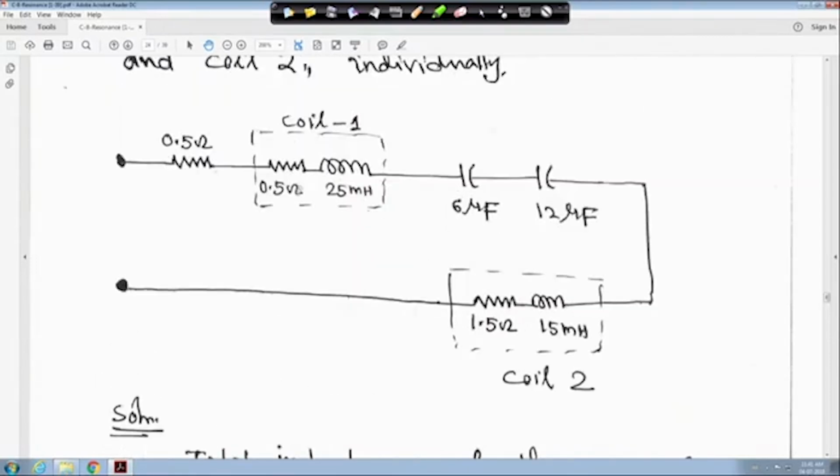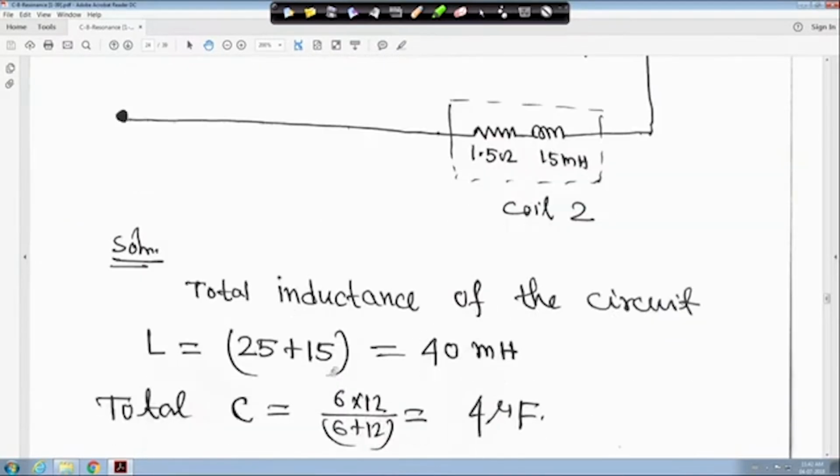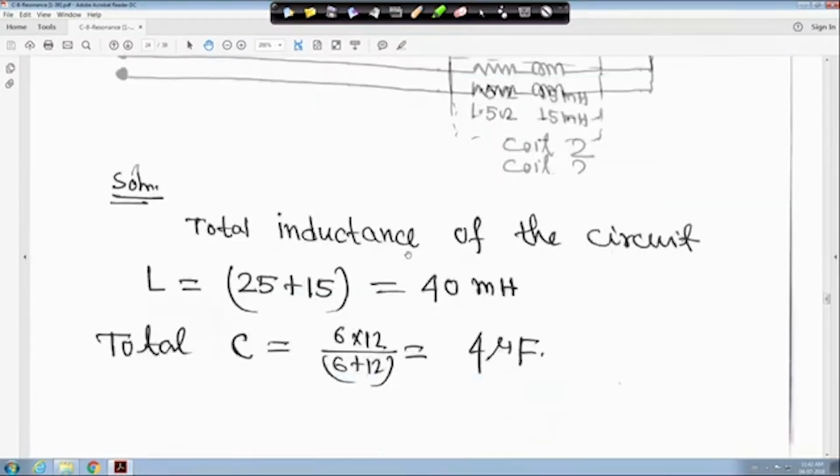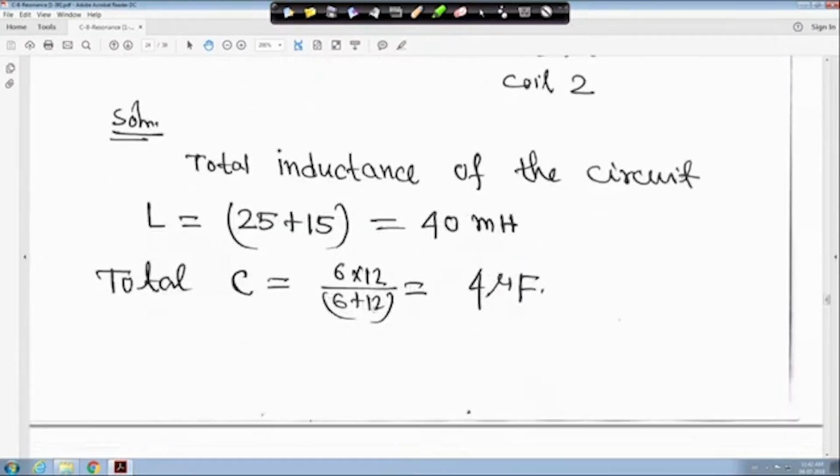So now the question is the impedance of the circuit. For L, find the total equivalent of 25 millihenry and 15 millihenry. So it is 25 plus 15, which means 40 millihenry, right? And these two capacitors are in series, so the equivalent is obtained the way you obtain resistances in parallel. So it will be 6 into 12 by 6 plus 12, right? So C is equal to 6 into 12 upon 6 plus 12, which is equal to 4 microfarad.